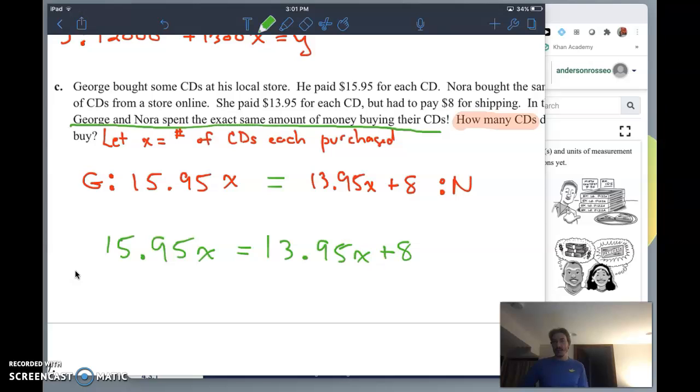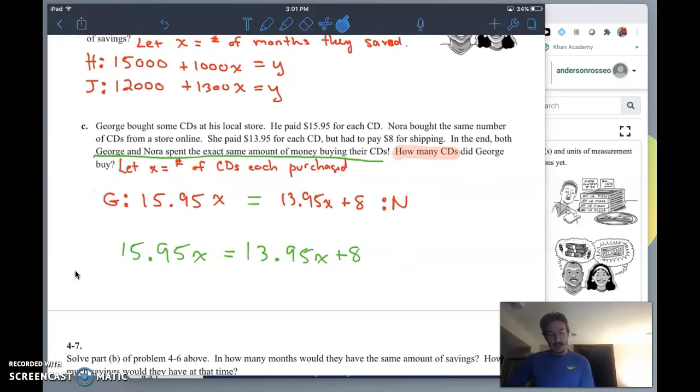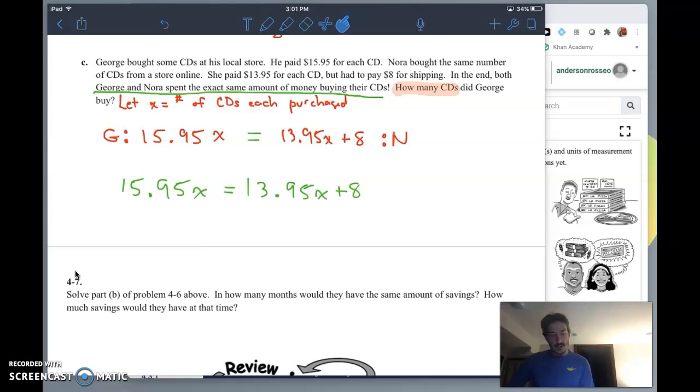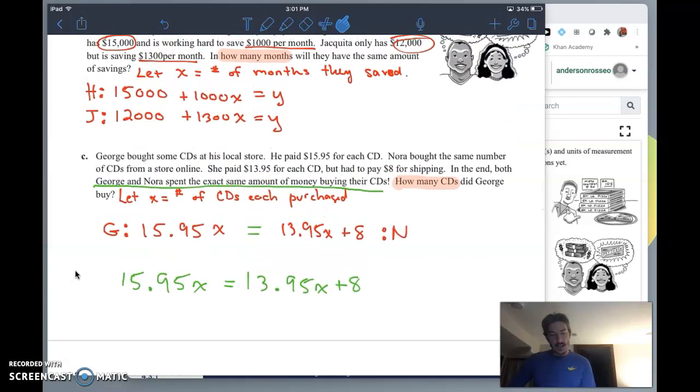All right? And now I'm not going to solve this problem, but you could, of course, go ahead and do this solving and figure out what X is and figure out the number of CDs that each person bought. Keep this idea in mind, because in number 4-7, we're asked to solve part B from 4-6 above, and I want you to check out the similarities. I wrote two expressions, but in B, I set each one equal to Y, and the point of doing that was to introduce a concept.